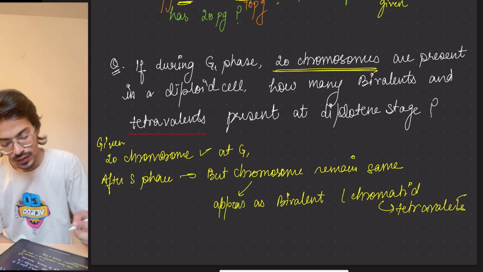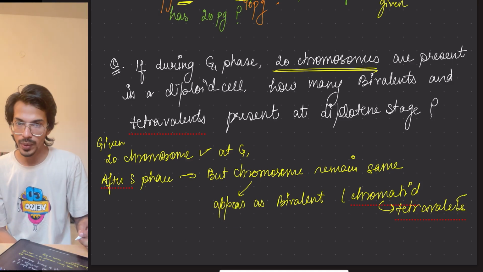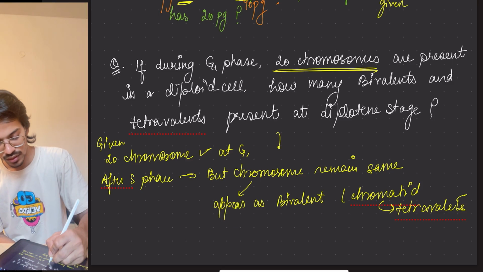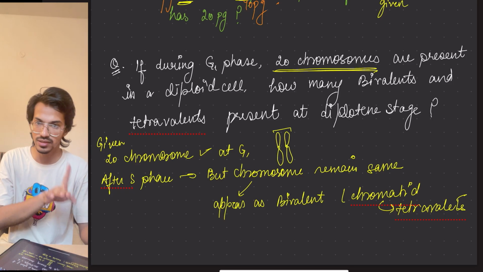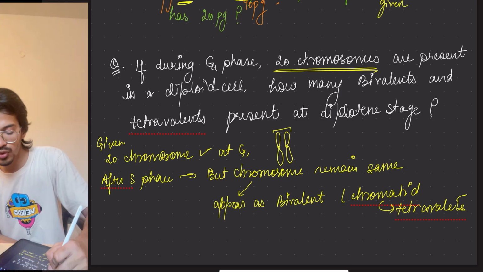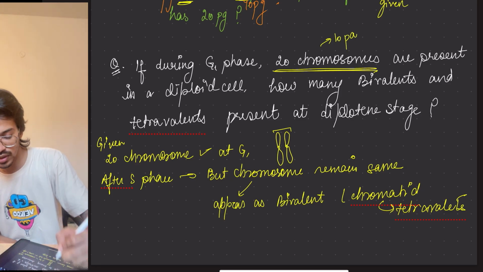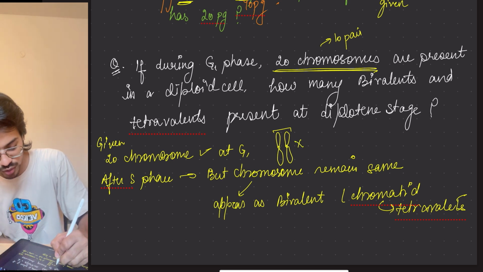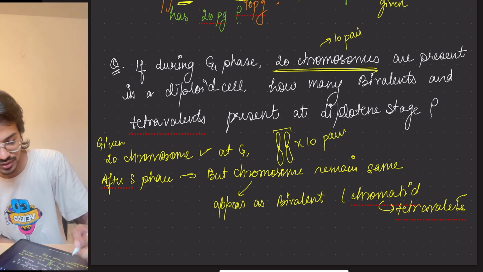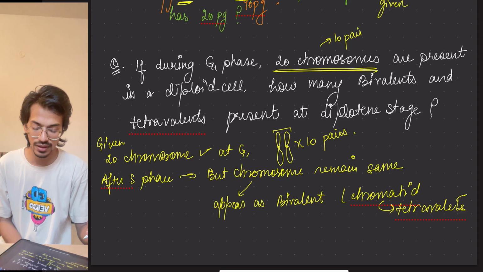Very good. So if the chromosomes are 20, meaning 20 chromosomes are there like this. This is what they have said: 20 chromosomes in total in the diploid cell. They didn't say the pairs. So the pairs would be 10 pairs. Here I am representing one pair. Okay, understanding should be there.